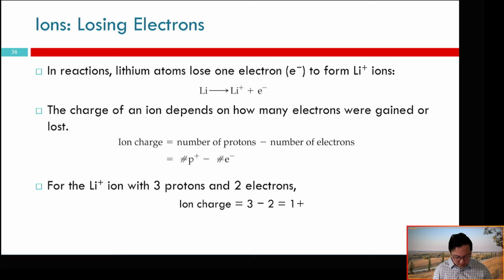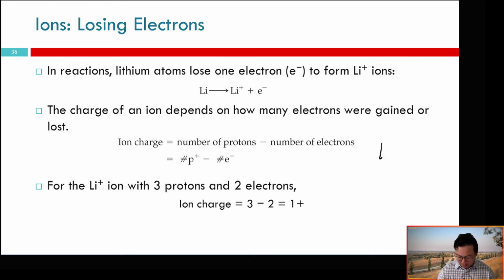In our reactions then, we might have a reaction like this where a lithium atom loses 1 electron, e minus is how we write an electron in shorthand, to form a lithium positive ion. The charge of an ion depends on the number of electrons gained or lost.